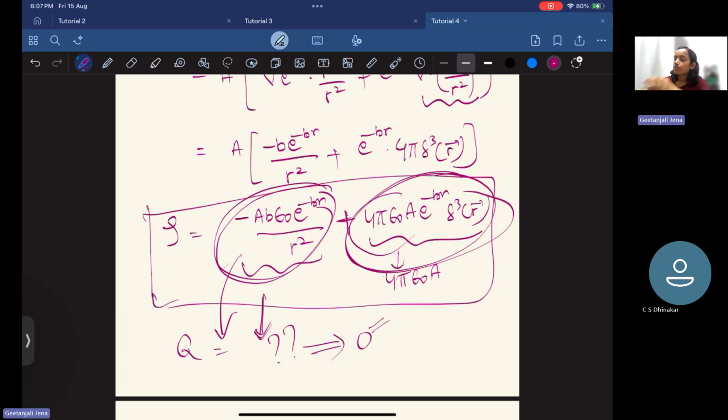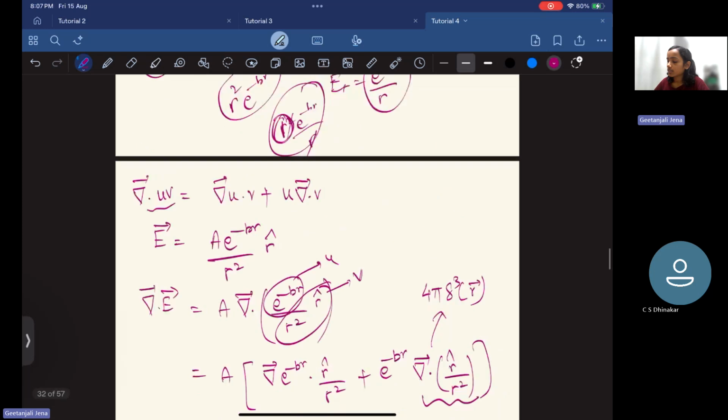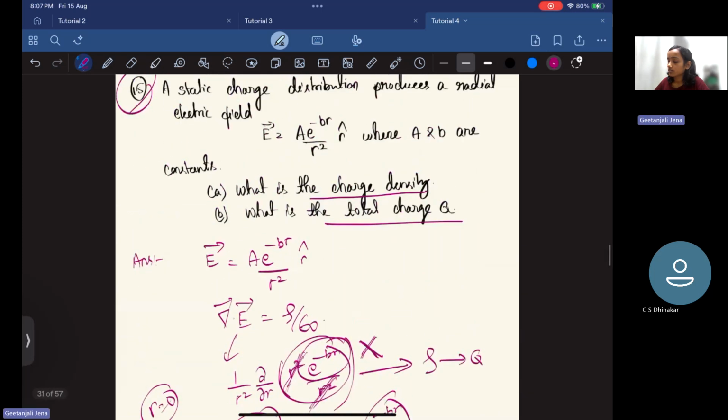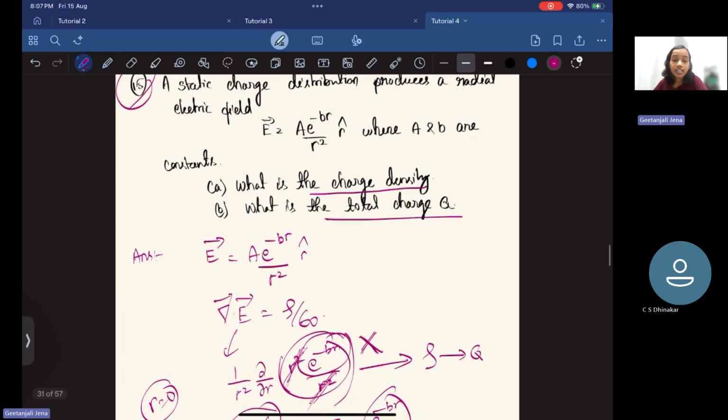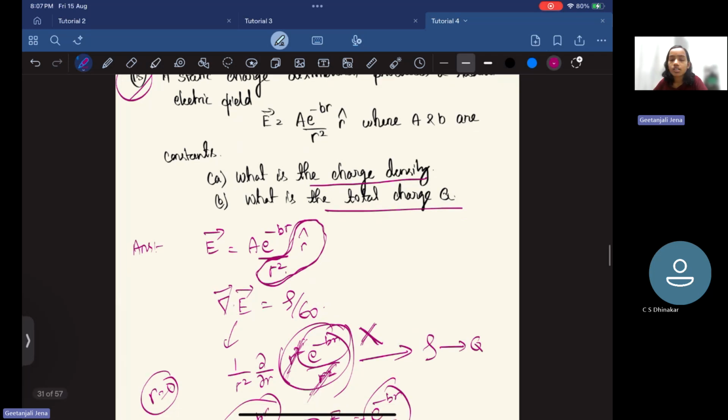Okay. So what I have done here is, whenever in any type of electric field expression you see an r hat by r square term, then you need to be careful while calculating the divergence of this electric field. Okay, because r hat by r square will give a delta term.